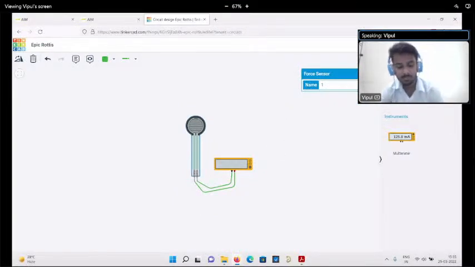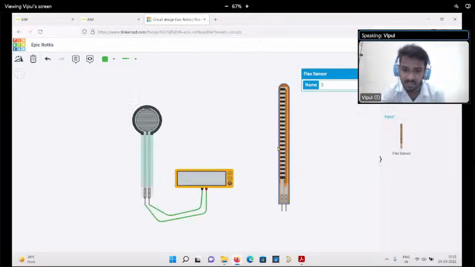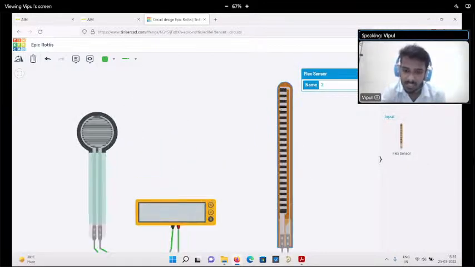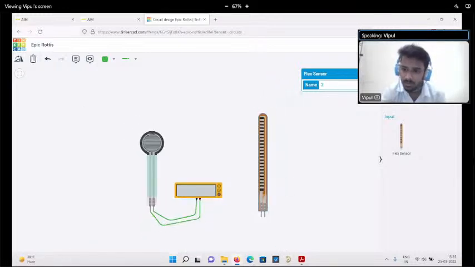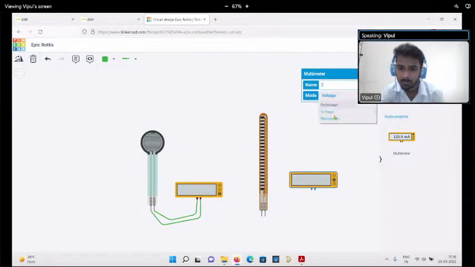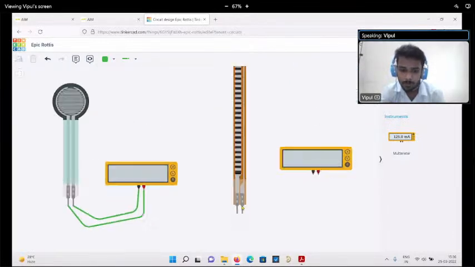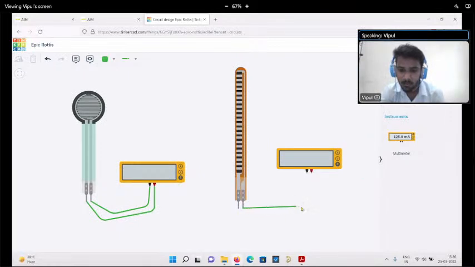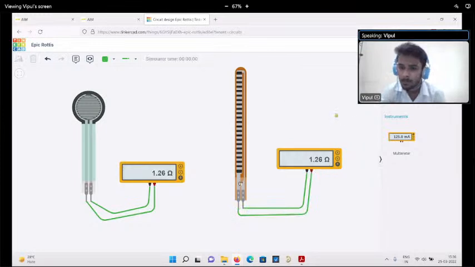So we'll just simply type flex. The flex sensor will look like this. It consists of carbon material placed inside it, and some conductor material is there. So we'll take another multimeter and we'll put it on the resistor mode. A resistor doesn't have polarity, so you can connect it anyhow, positive to negative. A resistor doesn't have any polarity. It is one kind of variable resistor, right?